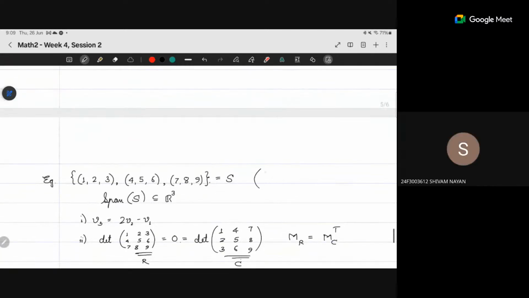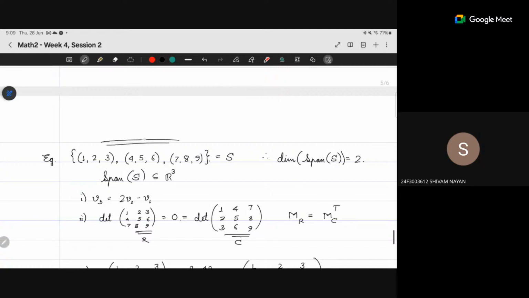So therefore, the dimension of span is 2. Now the dimension of span is 2 and I have 3 vectors, which means that this is a linearly dependent set, right? If it was a linearly independent set, then this would be a basis and the dimension would be 3. That is not the case, so here we did observe that V3 can be written as a linear combination of V2 and V1.